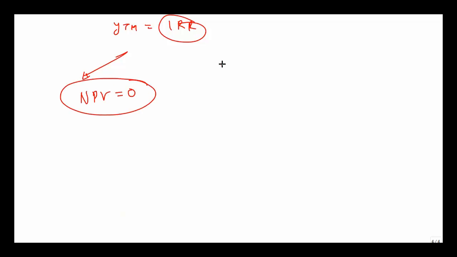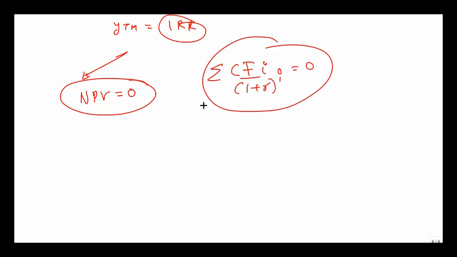Okay, so yield to maturity is same as the IRR. In case of IRR, what we had said is that your NPV is equal to 0, right? So that means the summation of the discounted cash flows, CFi over (1 plus R) to the power i, is 0. So that is your IRR.